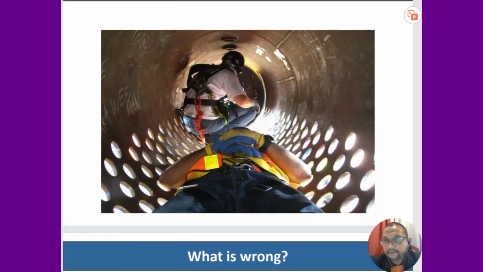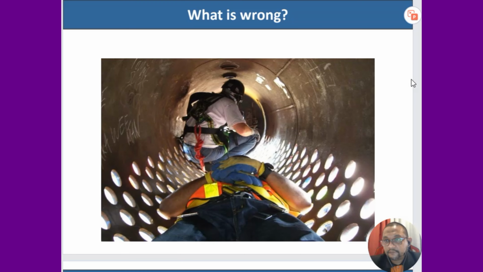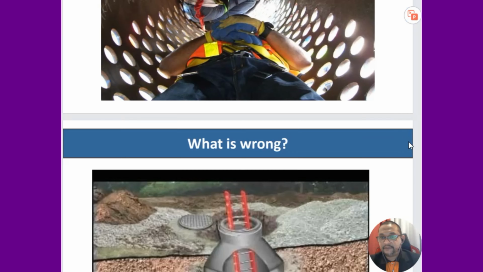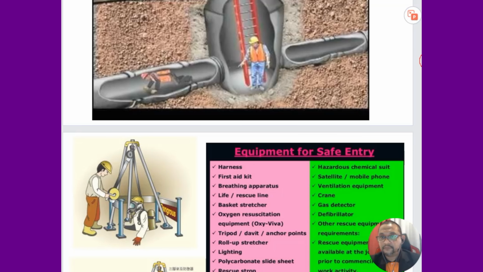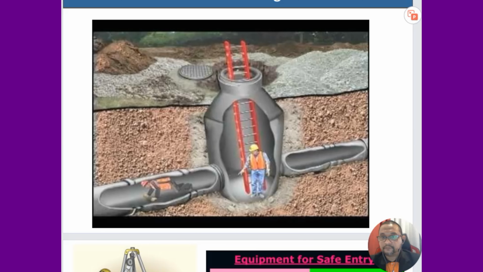And okay, when you look at these pictures, this is one of the confined spaces. Just see these pictures and find the answer. What is wrong? Okay. Also the second picture. This is a manhole. The workers go down to the manhole, and one of the workers goes straight into the small manhole. And what is wrong? Okay, what is wrong?